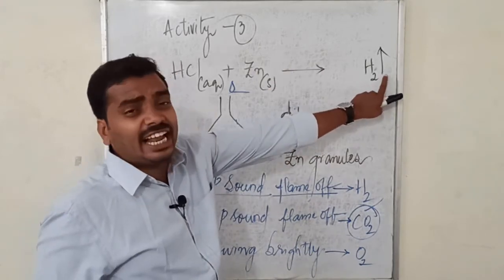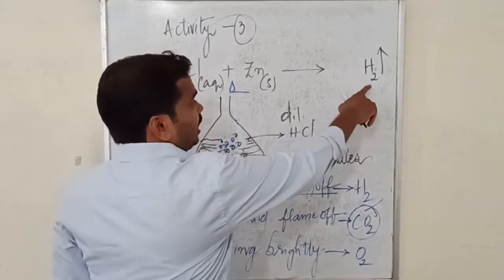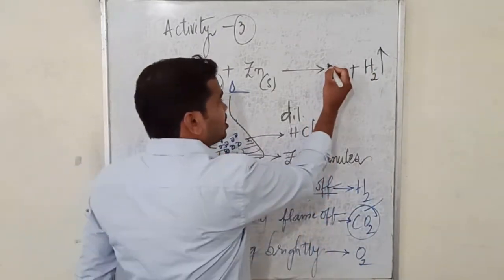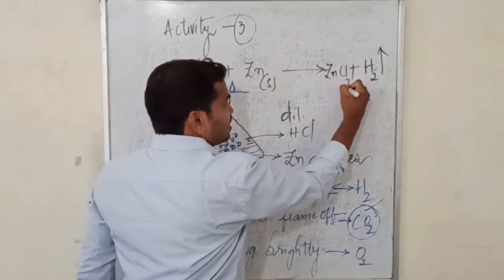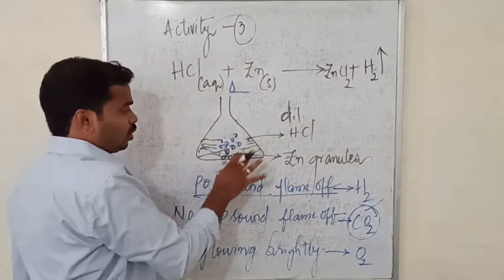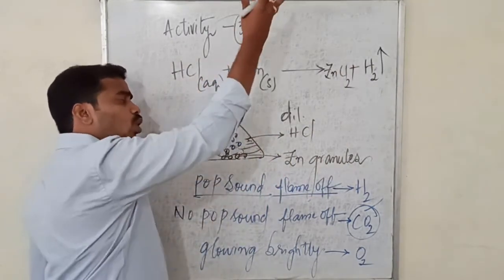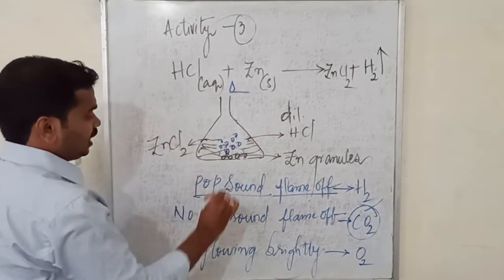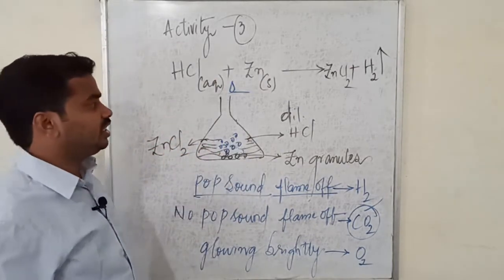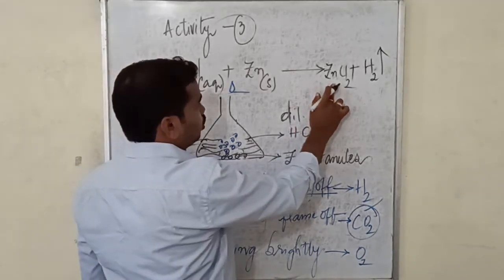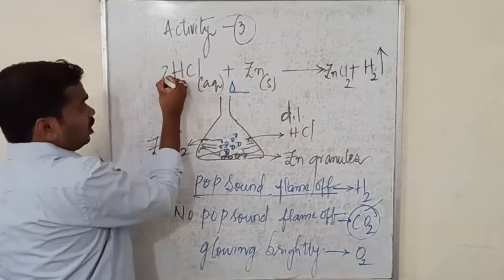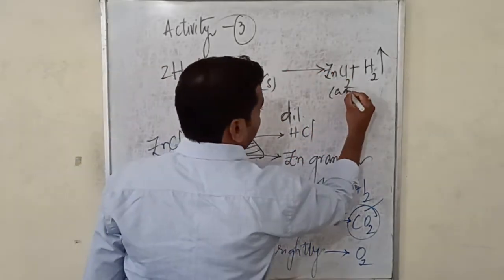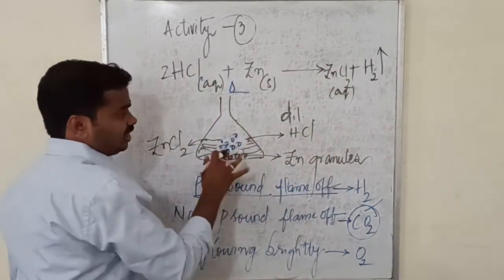Then you will be indicating it with an upward arrow, that is H2 gas. Now I am going to write one more compound, that is ZnCl2, which exists in the dissolved state in this solution. When the reaction happens, H2 goes away and ZnCl2 will remain in this solution itself, that is ZnCl2. Here you can write 2HCl in order to make the reaction balanced. This is also aqueous state, because it's in the dissolved state, in the liquid state.